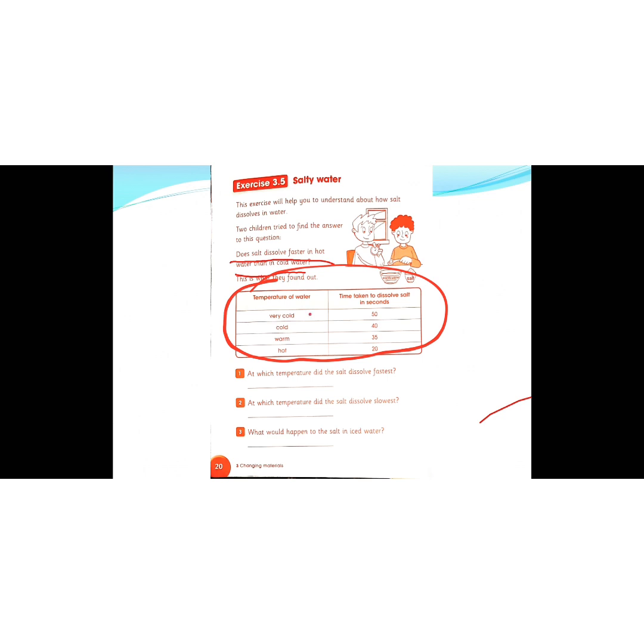The temperature of water is very cold, cold, warm and hot, and time taken to dissolve salt in seconds was, in very cold it took 50 seconds, in cold it took 40 seconds, in warm it took 35 seconds, and in hot water salt took just 20 seconds to dissolve. So what did they find out? Question number 1 is, at which temperature did the salt dissolve fastest? Fastest means lowest time. It is 20 seconds. So here you will write hot.